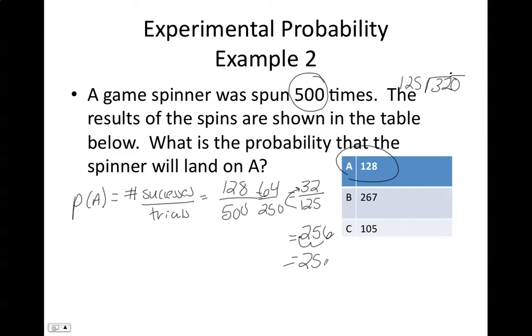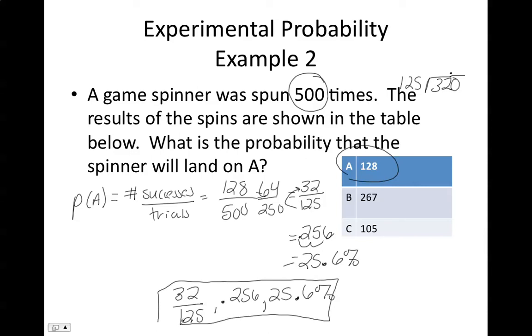And then to change that to a percent, I just simply move my decimal 2 spaces to the right. So I have 25.6%. So my 3 solutions here could be 32 over 125, 0.256, or 25.6%. So any of those, depending on how the question was asked. In this case, it didn't tell me any specific way, so I'll just list all 3. All right, so I hope that helps you with experimental probability.